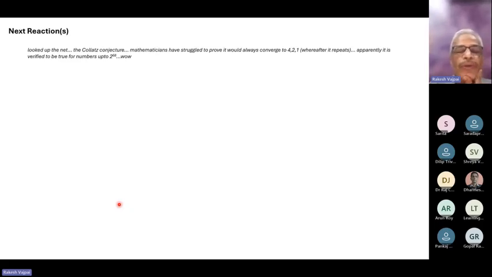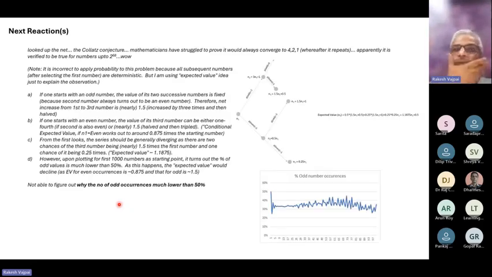Obviously, Arunji had mentioned it, but once you read so much about it, and it says that it has been verified to be true up to 2 raised to 68 numbers. And so this was my next reaction. And then I was still looking at it from that point of view only, though it was fairly clear over a period of time that this is not a random problem, it's a deterministic problem.